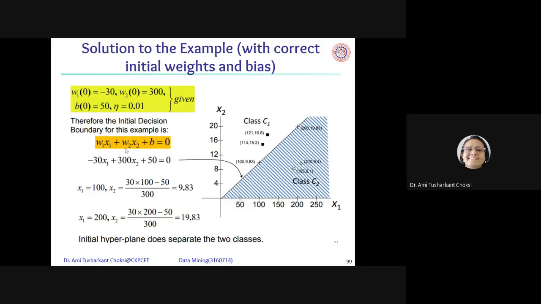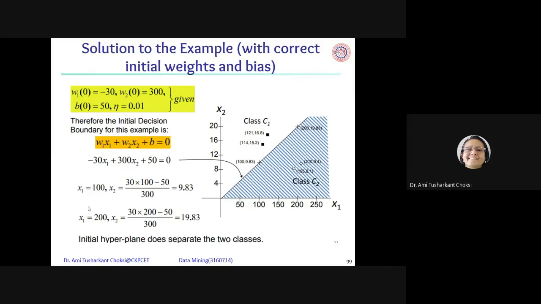So, the initial decision boundary for this example is W1x1 plus W2x2 plus B is equal to 0. This is what we have seen. Now we put the values in this. W1 is minus 30, W2 is 300, and the bias is 50. So we have negative 30x1 plus 300x2 plus 50 is equal to 0. That is a decision boundary which linearly separates the classes C1 and C2.